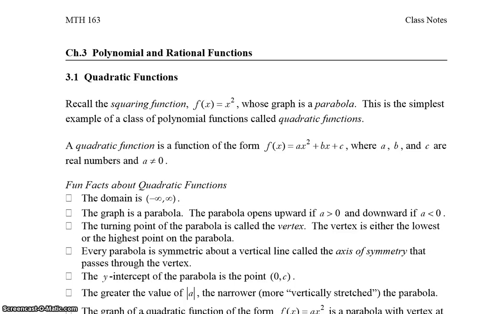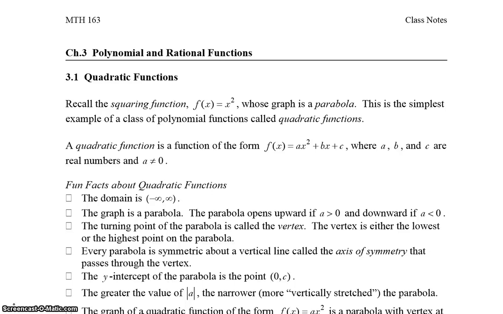Having studied functions in general in Chapter 2, in Chapters 3 and 4 we'll be looking at some specific classes or families of functions. The focus in Chapter 3 is in general on polynomial functions and then also rational functions. But we'll begin with a more specific type of polynomial function, which is the quadratic function.